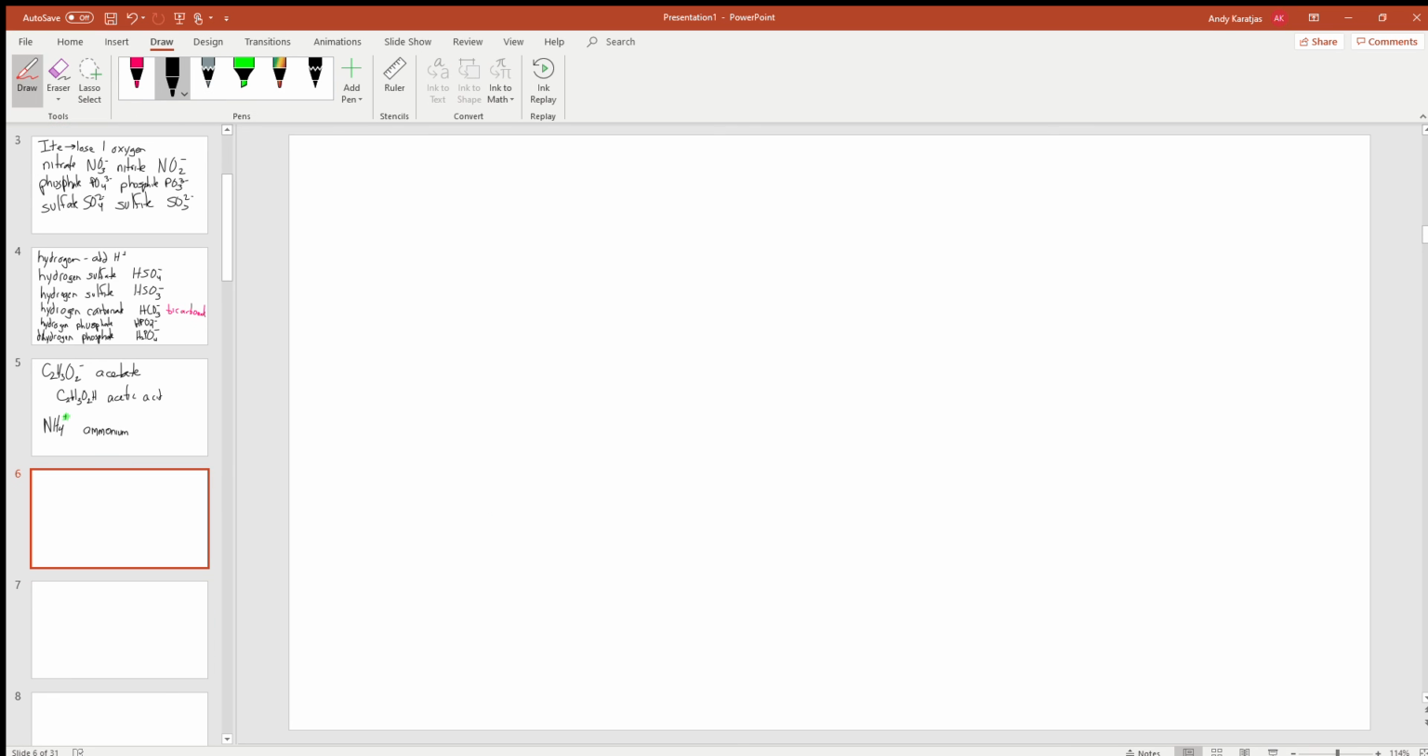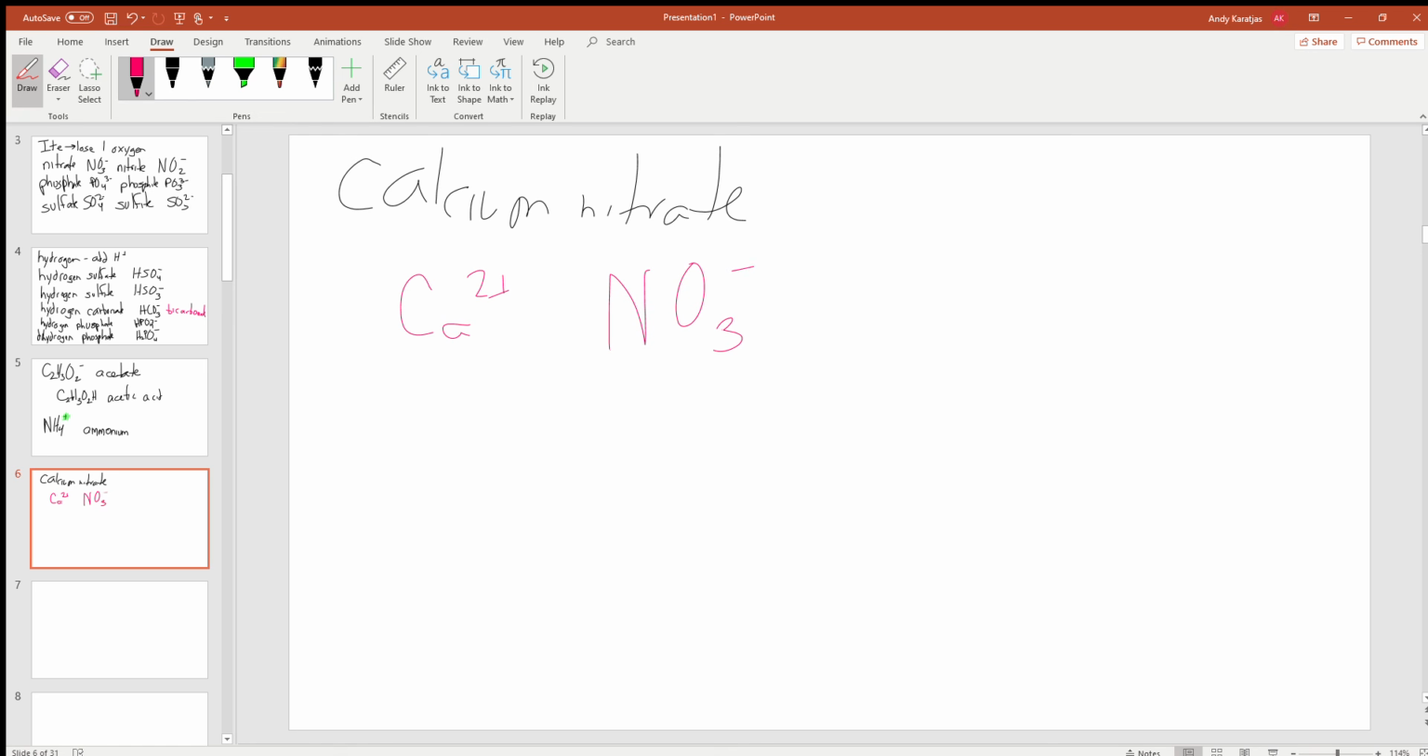Let's say we needed to do calcium nitrate. So to do calcium nitrate, we look at each ion. We know calcium forms a +2 ion. Nitrate forms a -1 ion. And so how many of each will we need? Well, calcium is +2. In order to get to a total of +2 with nitrate, we need 2 nitrates.